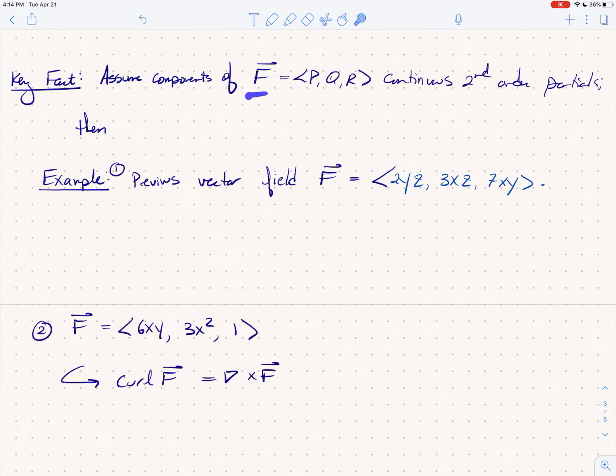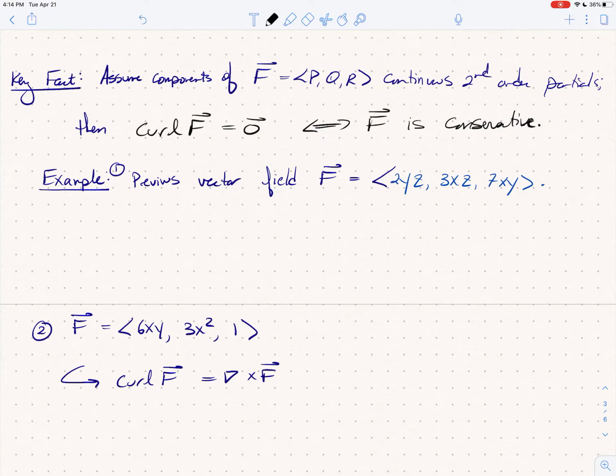Assume that the components of your vector field, P, Q, and R, are well-behaved, meaning for us, we want them to have continuous second-order partial derivatives. In that case, you know that the curl of F is 0. Now, keep in mind, the 0 vector, because curl is a vector, so curl of F is the 0 vector if and only if F is conservative.